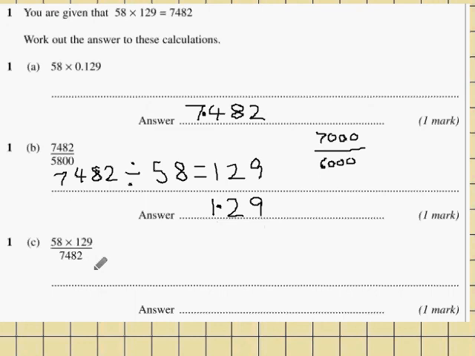And question 1 part C, 58 times 129 over 7482. We're given that 58 times 129 is equal to 7482. So instead of writing 58 times 129, I'll write 7482, which we're given at the top, and that's over 7482. Any number divided by itself, what does it give you? Any number divided by itself always gives you 1. So your answer is 1.